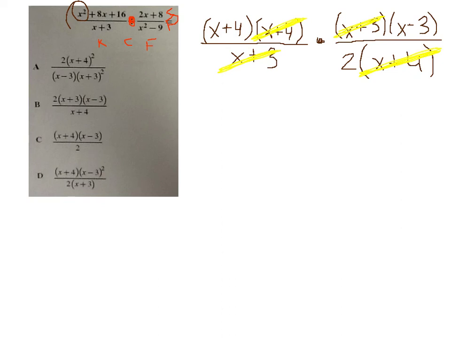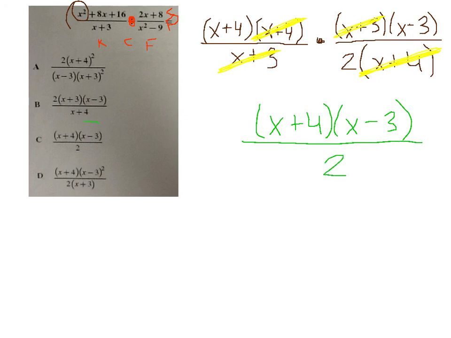So I'm going to multiply whatever's left over on the top with whatever's left over on the bottom. So I have x plus 4 and x minus 3 on the top, and on the bottom the only thing left over is 2. So that leaves C as your final answer. Make sure you cancel everything out all the way, because D is the same as C except it's not simplified correctly. It's not simplified all the way. So C is your final answer.